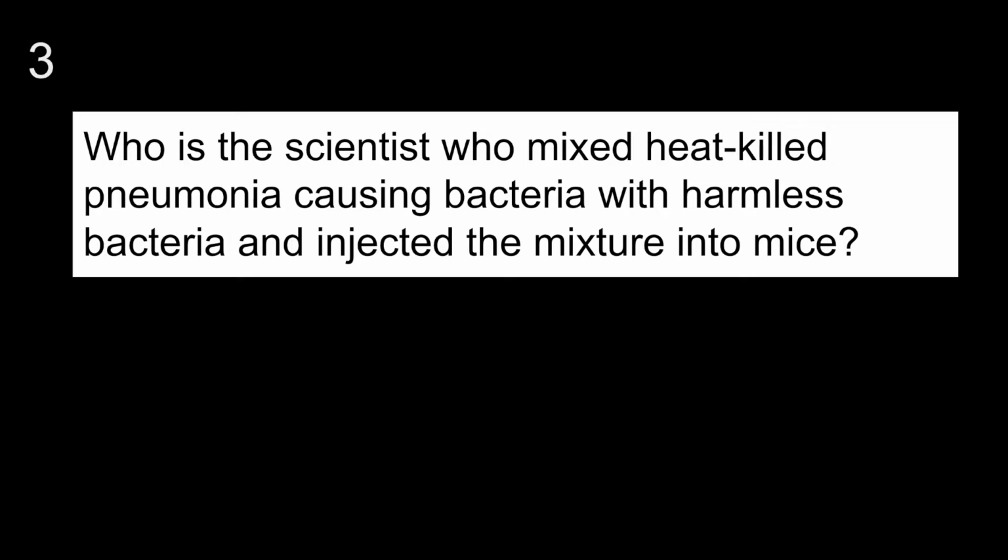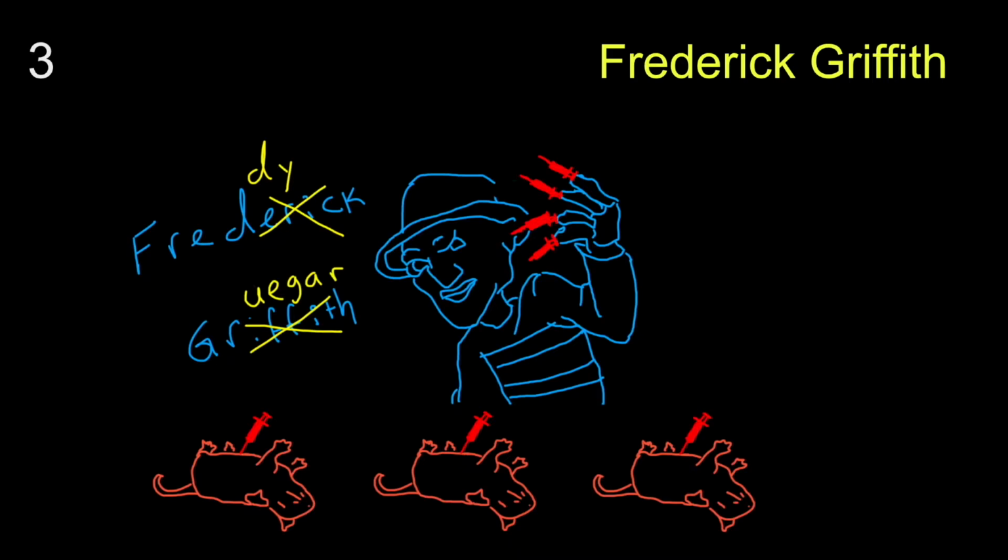Question 3. Who is a scientist who mixed heat-killed pneumonia-causing bacteria with harmless bacteria and injected the mixture into mice? We know that guy. That's the killer guy. It's Frederick Griffith. So when I think of Frederick Griffith, I'm going to think of Freddy Krueger, and I'm going to picture his claws as syringes. That'll help me remember that he's the guy that injected pneumonia into mice, and these mice that caught pneumonia died.